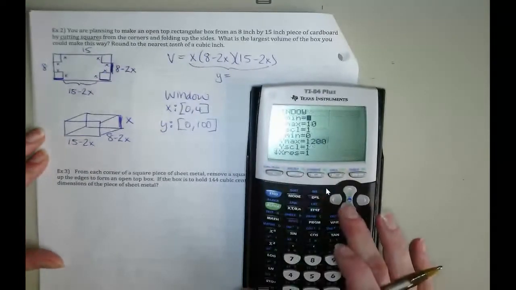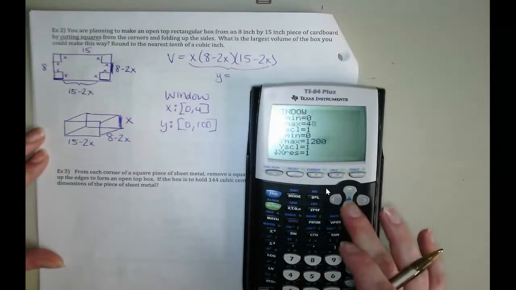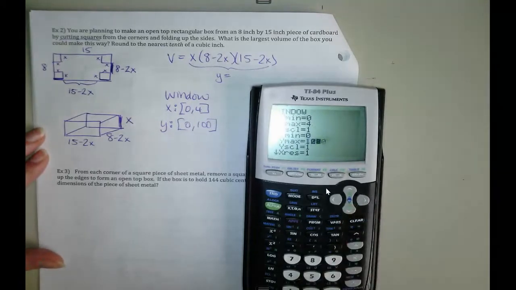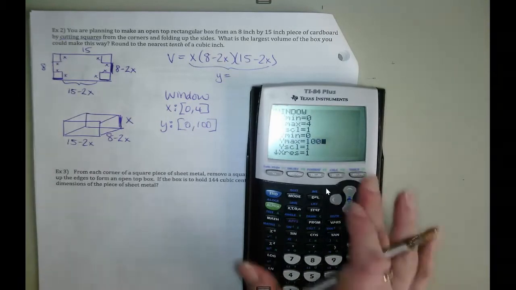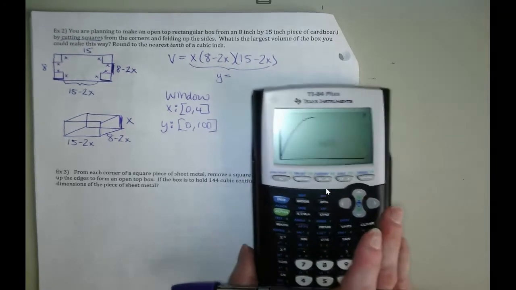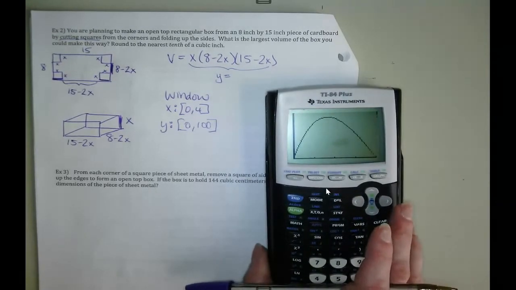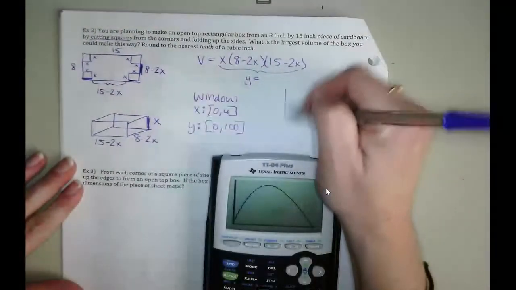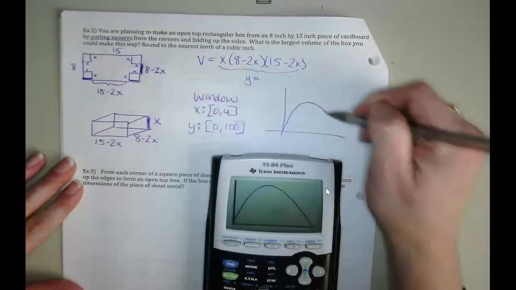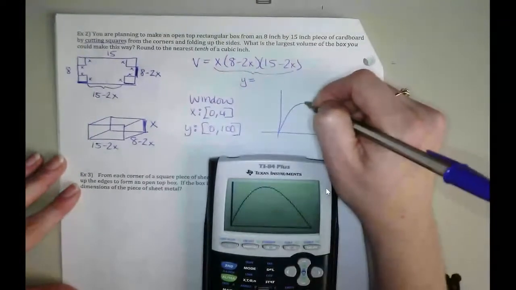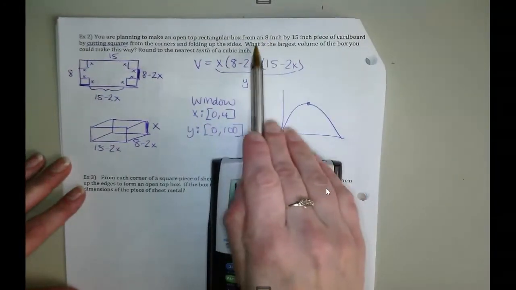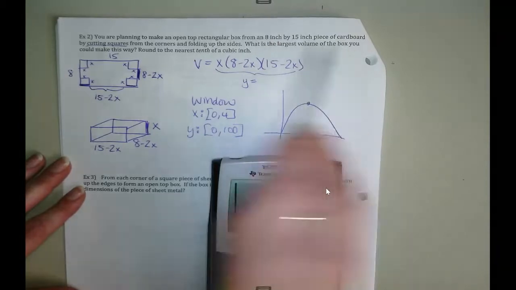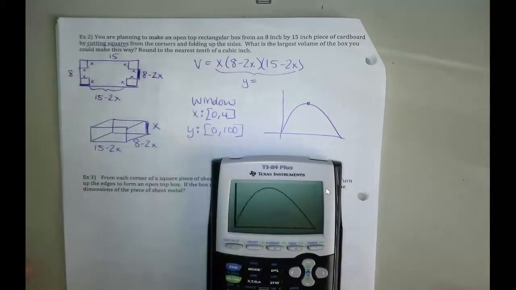So adjust your window now. Go to window, 0 to 4 instead of 10, 0 to 100 instead of 1,200, and hit graph. There's our picture. It looks identical to the last one, but we're going to get different answers. So here's our picture. And again, let's see what it's asking for us. What is the largest volume of the box you could make round to the nearest tenth?